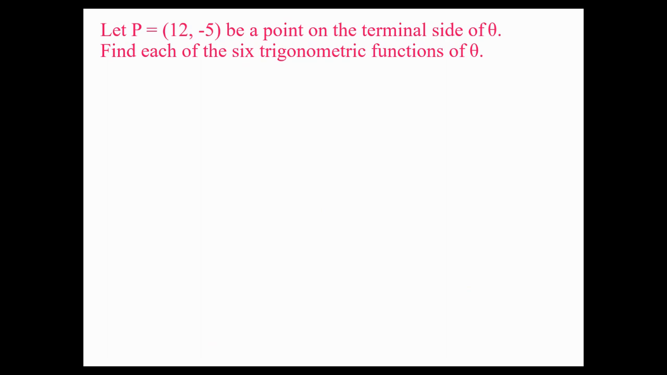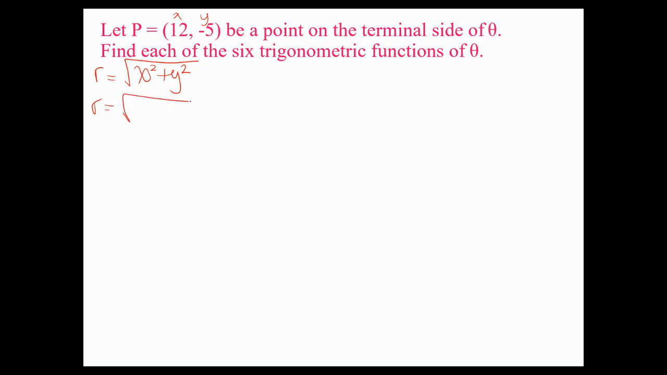Now, not every time do you have to graph the point to understand what you're doing. I know that if my point is 12, negative 5, that's going to be in my fourth quadrant because x is positive and y is negative. What I do know is I need to first find my hypotenuse. This is my x value. This is my y. So r equals, again, the square root of x squared plus y squared.